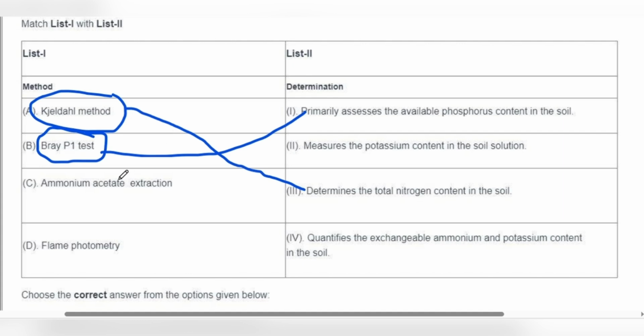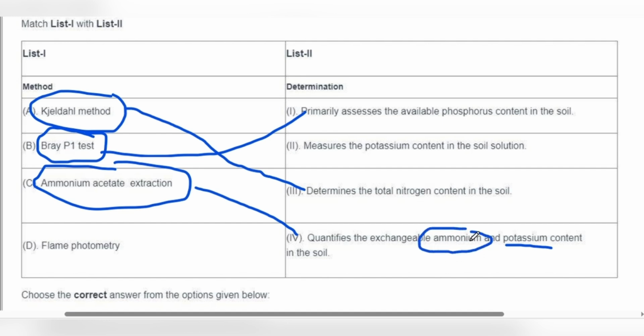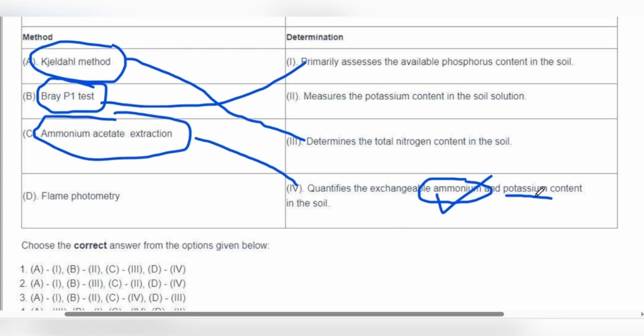Now, ammonium acetate extraction will be used for quantifying the exchangeable ammonium and potassium content in the soil. With neutral normal ammonium acetate, the ammonium ion will replace the potassium ions from the soil exchange complex. That potassium can be quantified, and after subsequent treatment with sodium acetate, the sodium ions will remove the ammonium ions from the exchange complex. In that way, we can estimate the ammonium ion also. So ammonium acetate extraction can be used for quantification of exchangeable ammonium as well as potassium content in the soil.